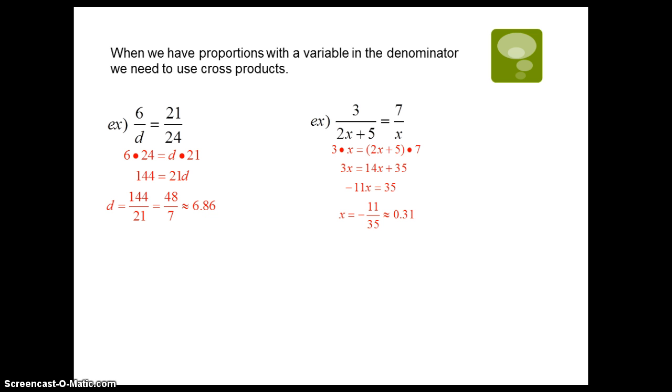Move variables to the same side. Now notice I moved the 14x to the 3x because I know I need to have it opposite my constant. I get negative 11x is 35, and x equals negative 11/35, which is approximately 0 31/100.